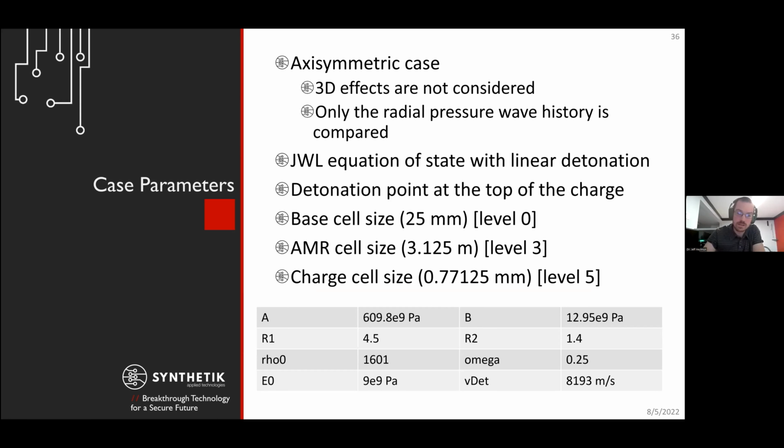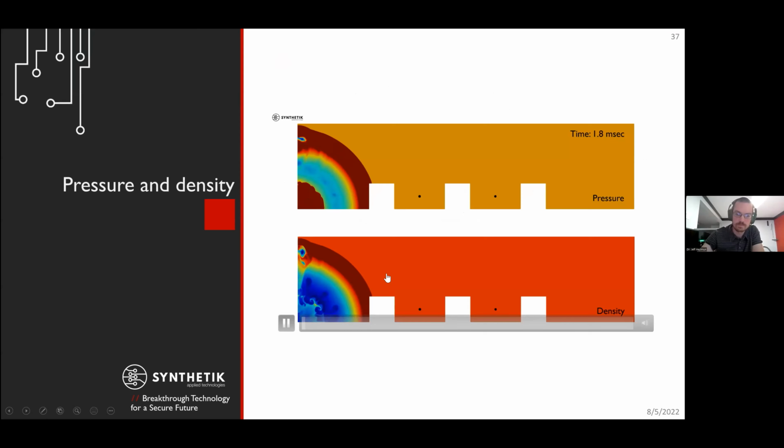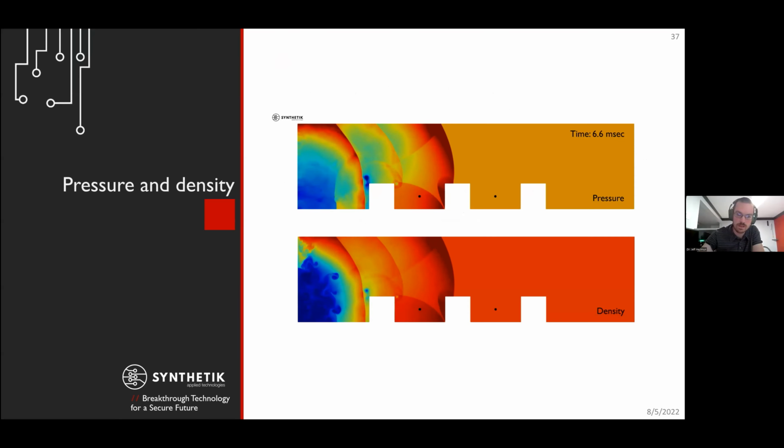Our base cell size is going to be 25 millimeters. Our max AMR level is going to be 3, or about 3 millimeters. And then our charge size is going to be 0.77 millimeters, or level 5. So here are the JWL coefficients, and then here are some videos of that.